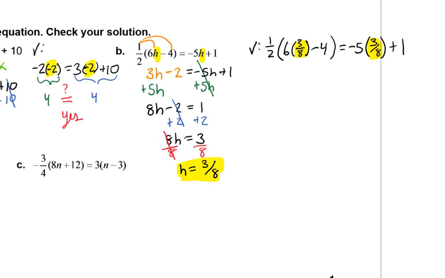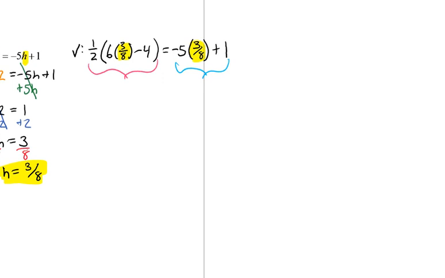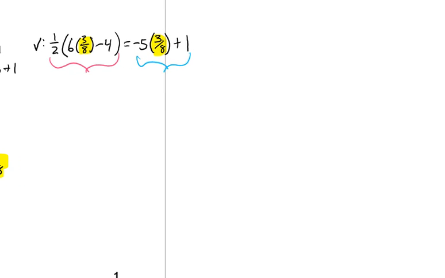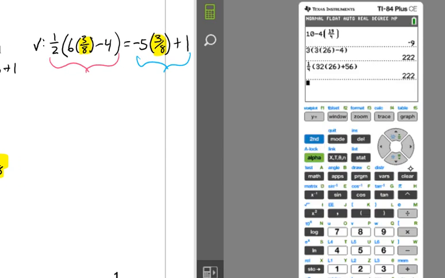And we want to know, does this side right here equal this side right here? That's what we want to know. This one is kind of complex to do in your head, so we're going to pull up our calculator. You might not be able to see all of the buttons, but what's important is that you see the screen.